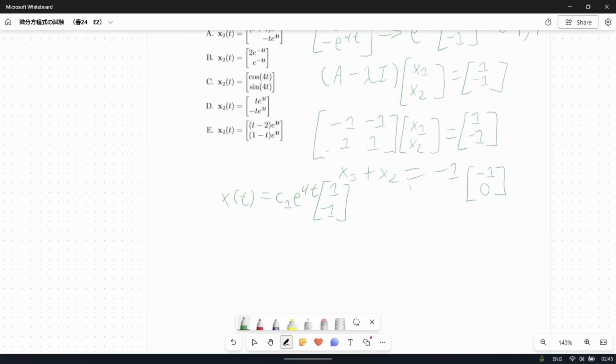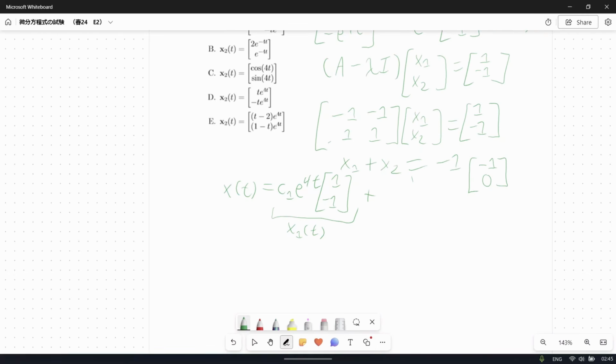So I'm going to denote this as x₁(t), and then plus, the first part of x₂(t) is going to be the same as x₁(t). So we'd have a second constant c₂ times e^(4t). And then this is where things are going to start to get a little different. Oh, also let me move this vector here, so I have a little more space.